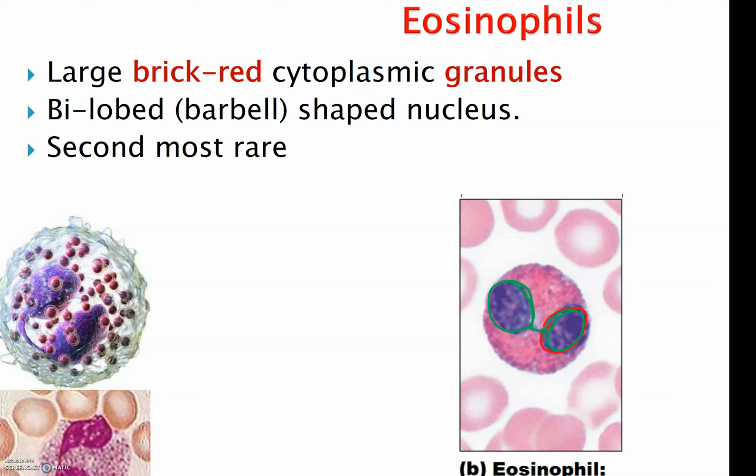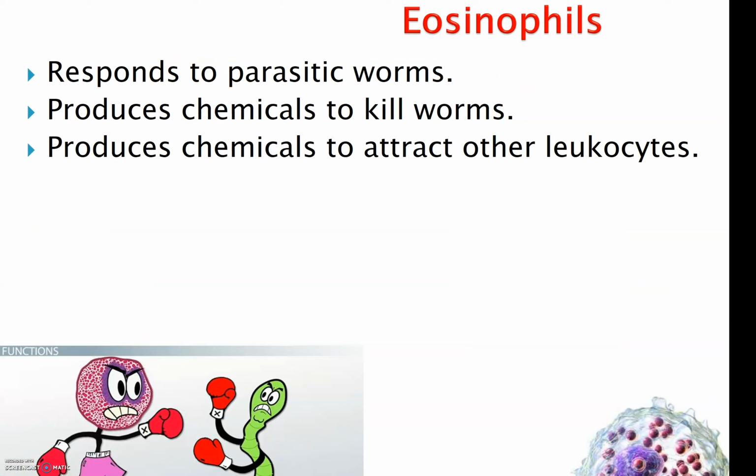And in lab, I always have students look at a histology slide where the person or the rat had eosinophilia, which is an abnormally large amount of eosinophils. And on this slide, we have our eosinophil in action. He is fighting the worm, and he is going to knock out the worm. They respond to parasitic worms, and they release chemicals to help kill the worms.